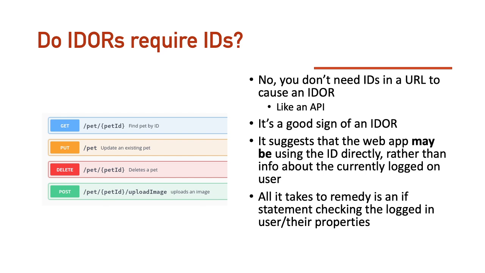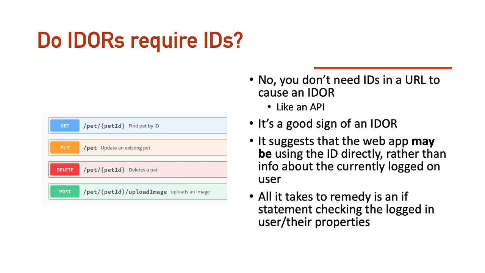But it suggests kind of that the web app may be using the ID directly rather than the currently logged on user. What do I mean by that? Well, what it might suggest, because this is a bug and it's not necessarily going to be there, is that they might just be checking that ID bit and just not have that little if statement there, because that's all they need to do to remedy it. Literally, it just takes checking if someone's logged in, checking the user has permissions, implementing things like middleware properly. So you don't actually need an ID.